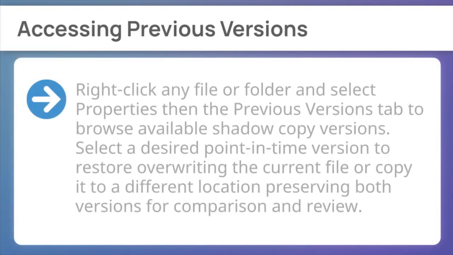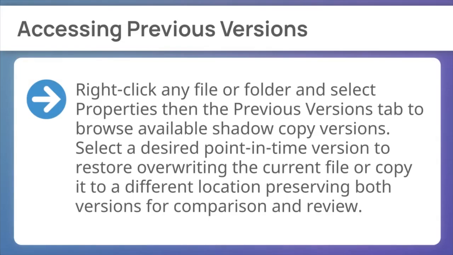First, accessing previous versions. Right-click any file or folder and select Properties. Then the Previous Versions tab to browse available shadow copy versions. Select a desired point-in-time version to restore, overwriting the current file, or copy it to a different location, preserving both versions for comparison and review.